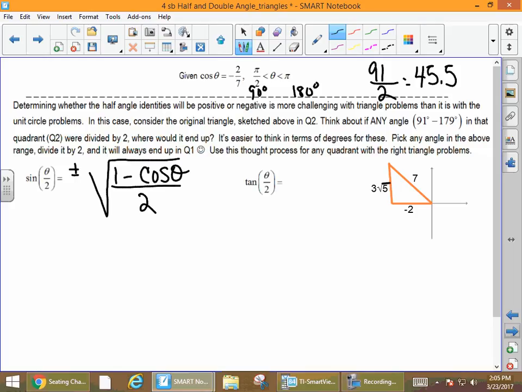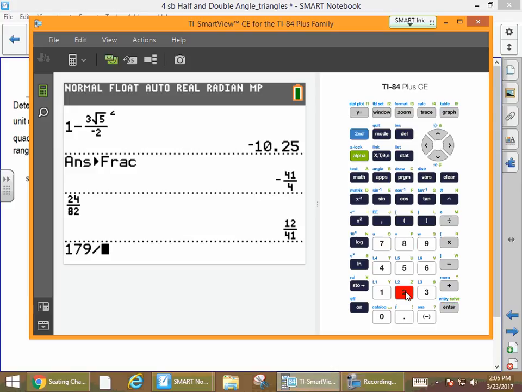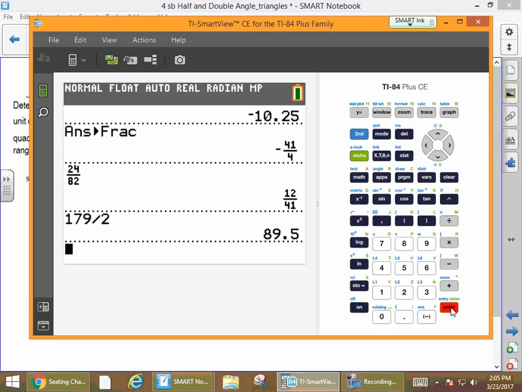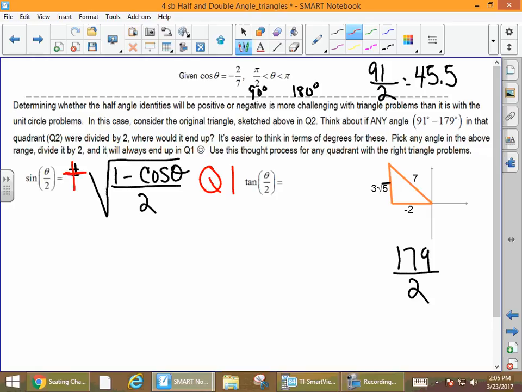Hang on. And then if we take 179, I'm running out of space here, and we divide by 2, well, what's 179 divided by 2? It's 89.5. What quadrant is that in? It's still in quadrant 1. So when we look at this, our answer is going to be in quadrant 1. And is the sine in quadrant 1 positive or negative? It's going to be positive. So this value, I'm going to write that big red positive on top of my plus or minus.